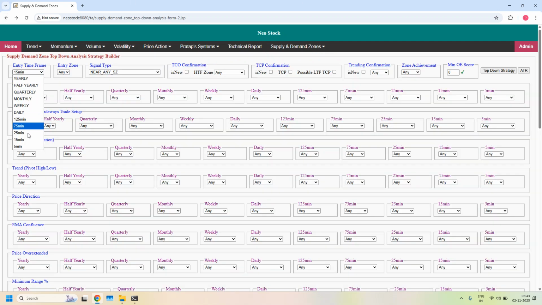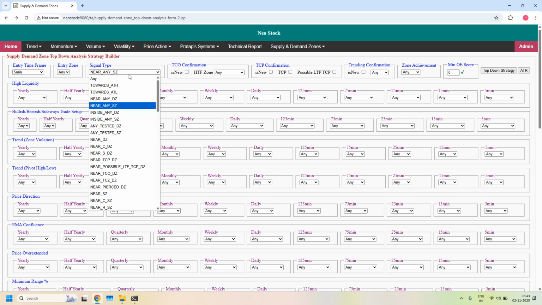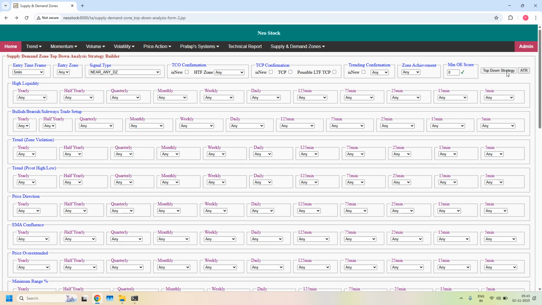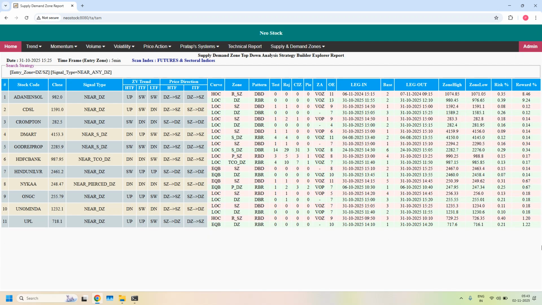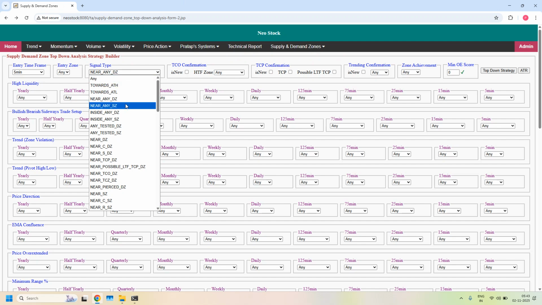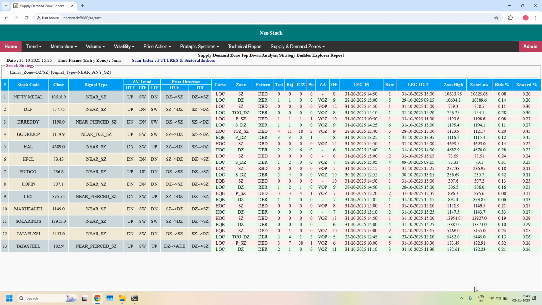Next time frame is 5 minutes. Stocks near to the 5 minutes demand zone. We got 11 stocks. Next, stocks near to the 5 minute supply zone. We got 13 stocks. So this is about stocks near demand and supply zones for different time frames.